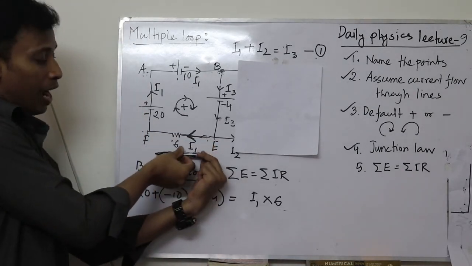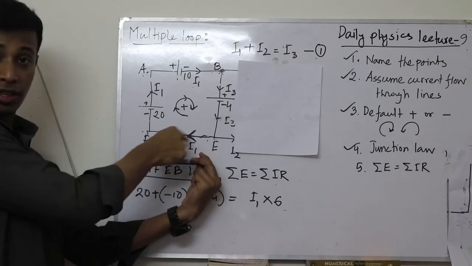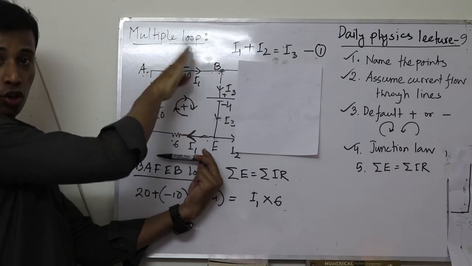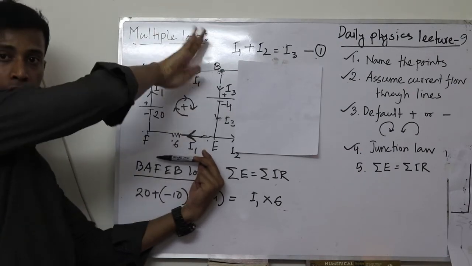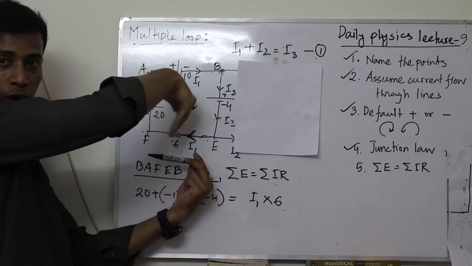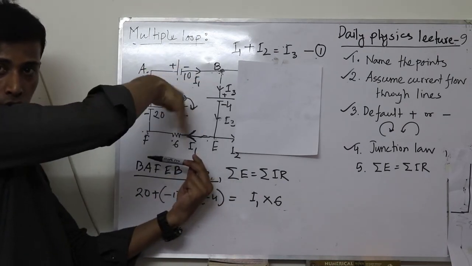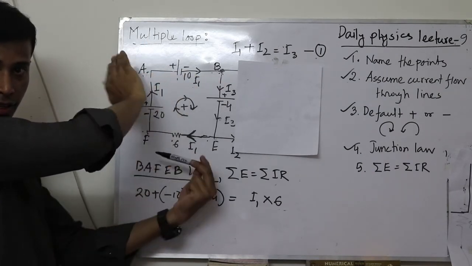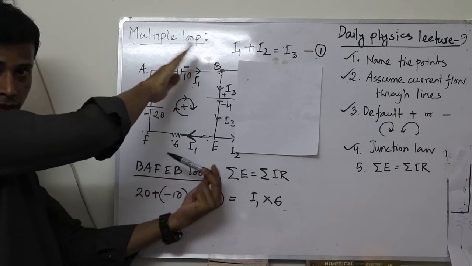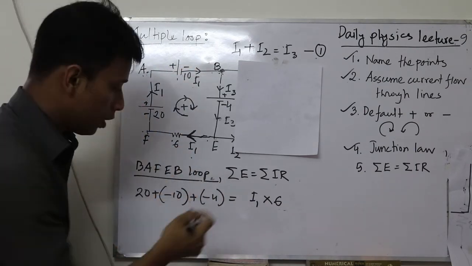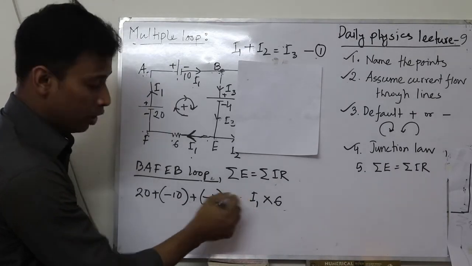So that's our I1. I1 is acting towards this direction. So this is our default clockwise direction. I hope you can see that this I is now acting clockwise, right? This is the direction of I, and it is acting clockwise. So I1 is positive current, so we need not put a positive sign here.